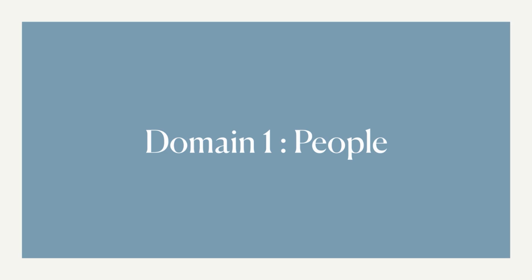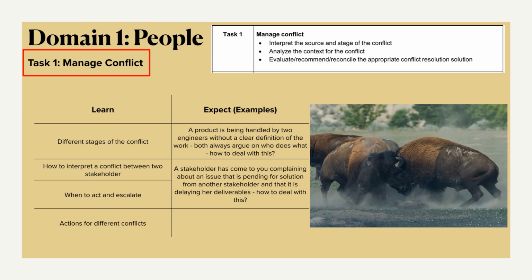What we will do here is go task by task for each domain. As I mentioned, the first domain, people, will have 14 tasks, then domain 2 will have 17, and domain 3 will have 4 tasks. So I'll take you through each task independently. Domain 1, task 1, managing conflict.